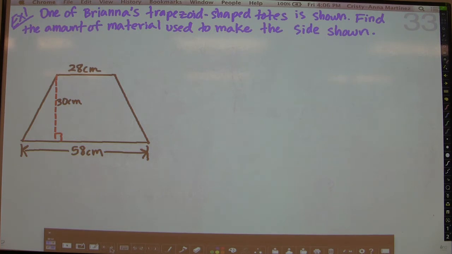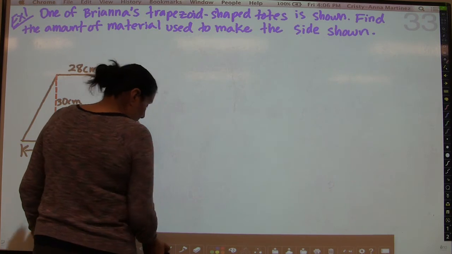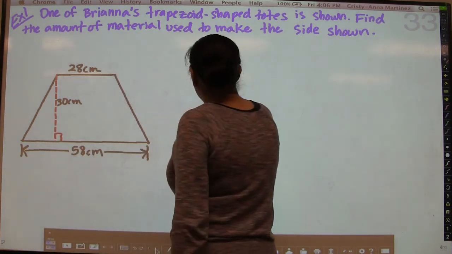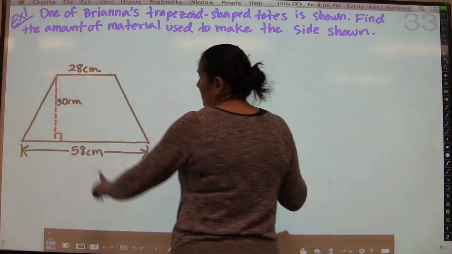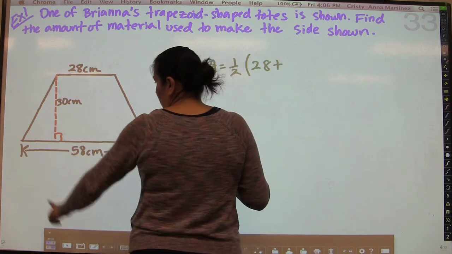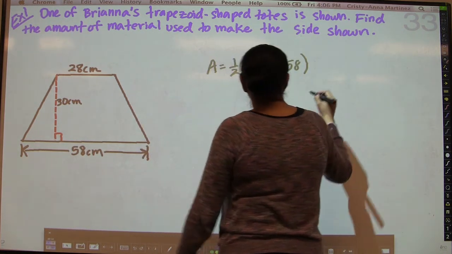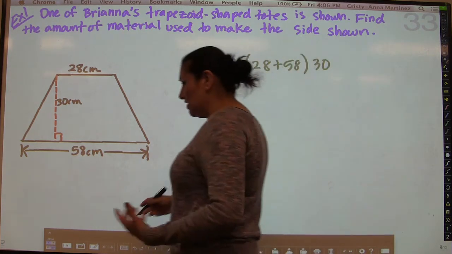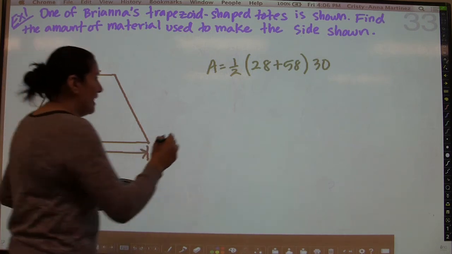So we need to use our formula because it's a trapezoid. We want area equals 1/2 the sum of the bases. This base here is 28 centimeters, the second base is 58 centimeters, and the height is 30 centimeters. So not a very complicated problem. Everything was given to us. All we have to do is plug it into our formula. We're going to take 28 plus 58, and that's going to give us 86.